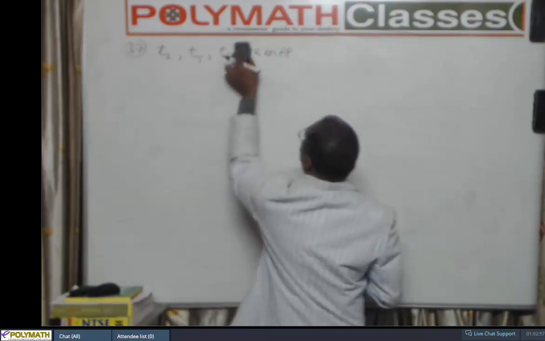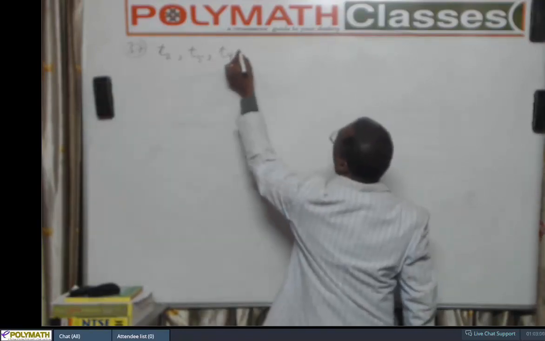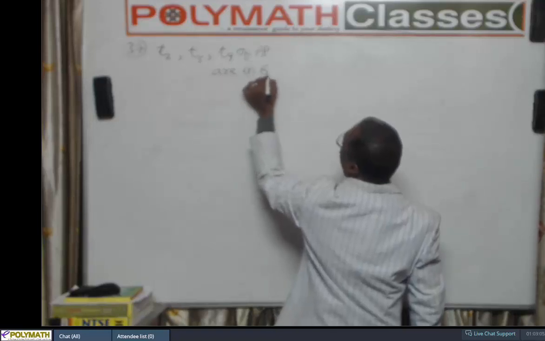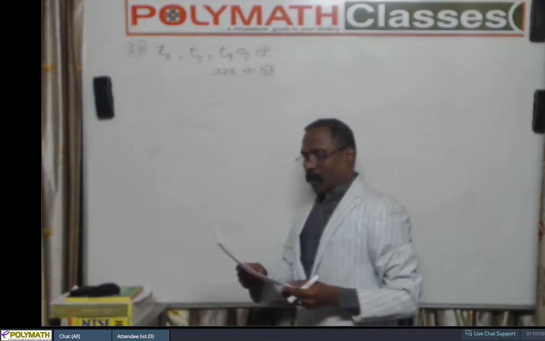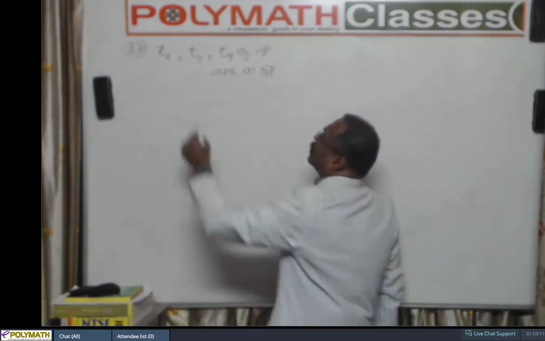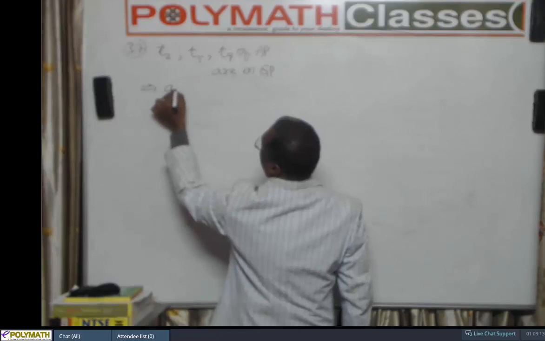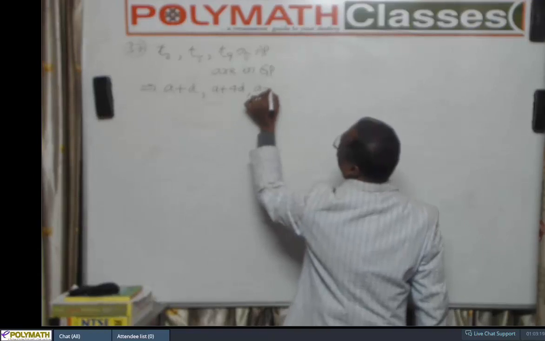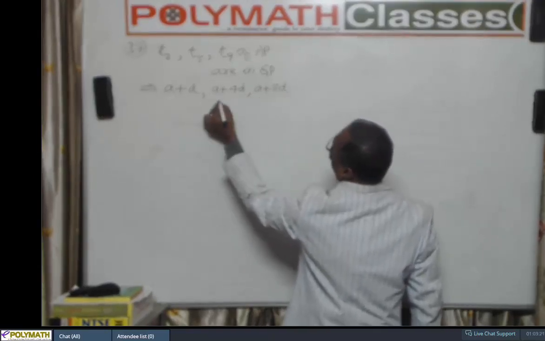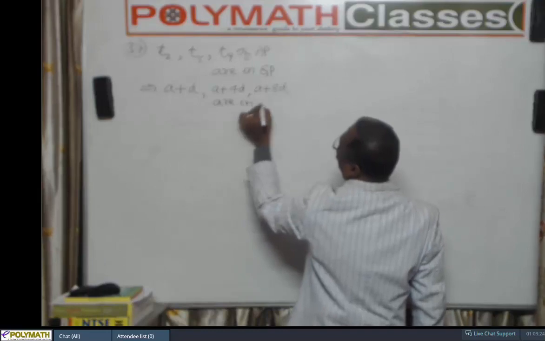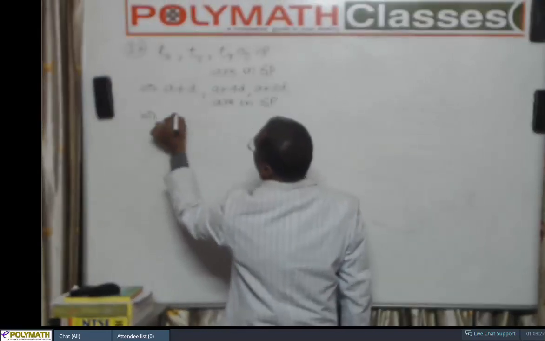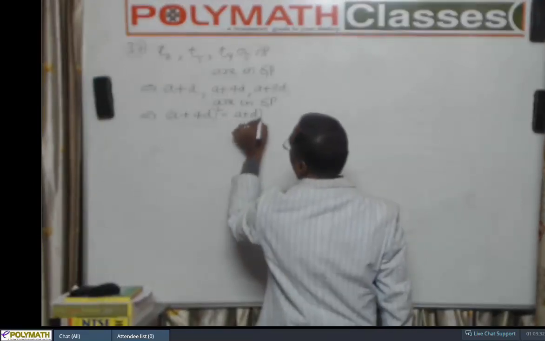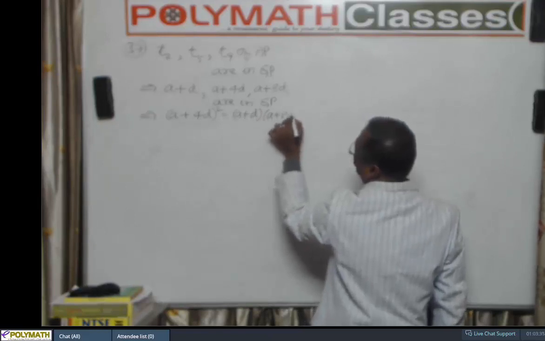Of AP or in GP, T2 means, let us take the first term as A, common difference D: A plus 4D, A plus 8D, or in GP. GP condition: the square of the middle term is equal to the product of the extremities, A plus D into A plus 8D.